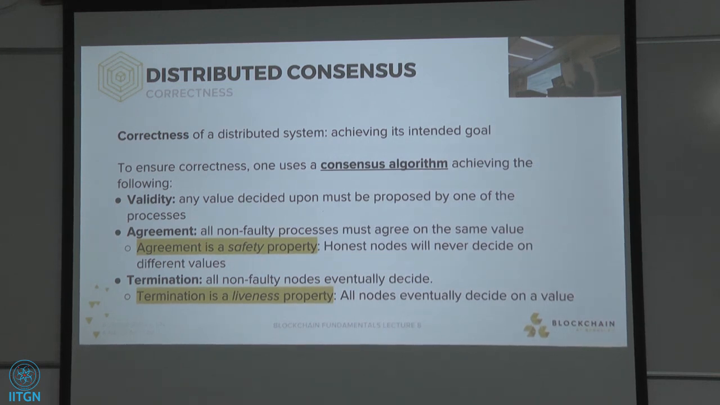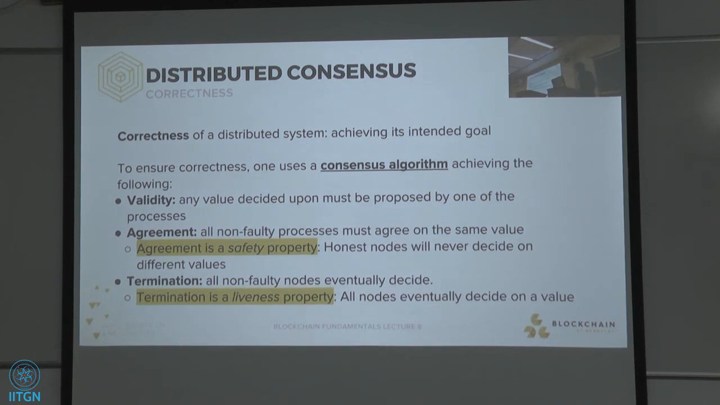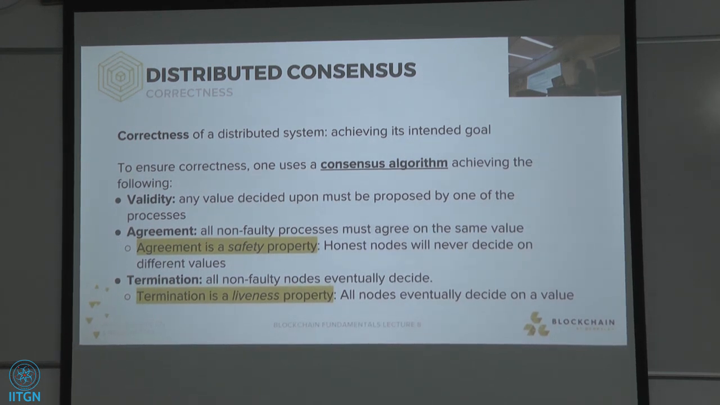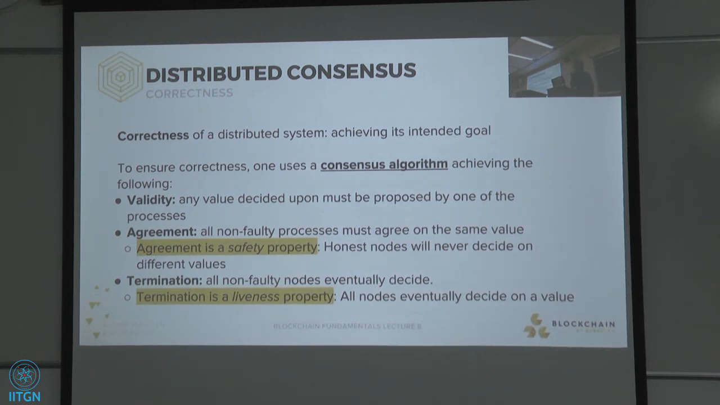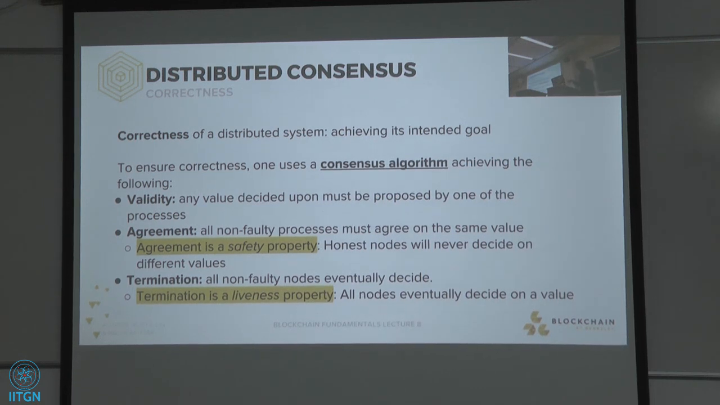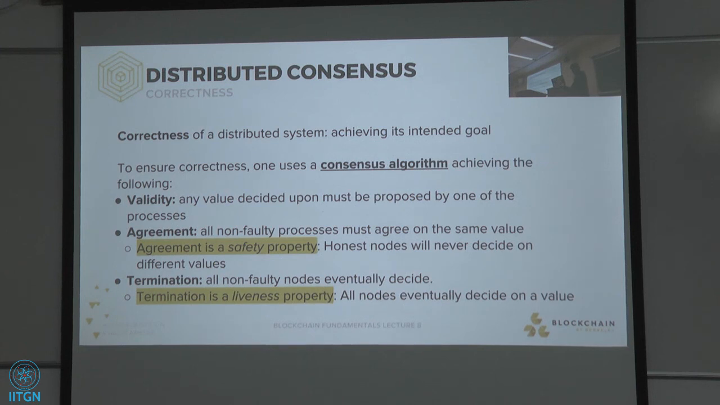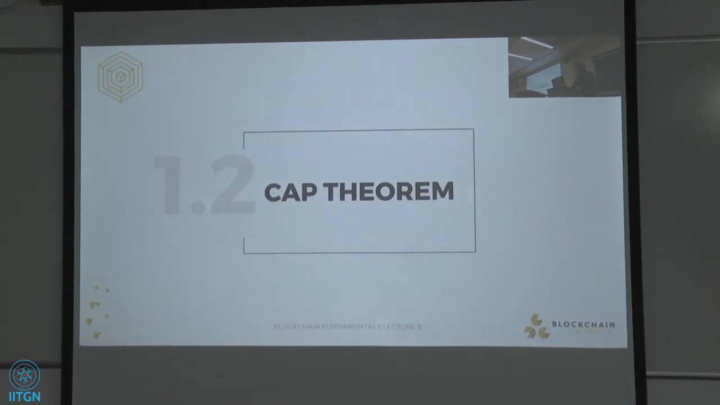And finally, termination, which means that all non-faulty nodes will eventually decide on some value. And this is a liveness property. We want nodes to eventually decide on some value, because if they never decide on a value, yes, they satisfy the safety property of never coming to consensus on different values, but then they never come to agreement on any value, and that is a huge issue, because then we can't do anything with our system. Any questions so far?